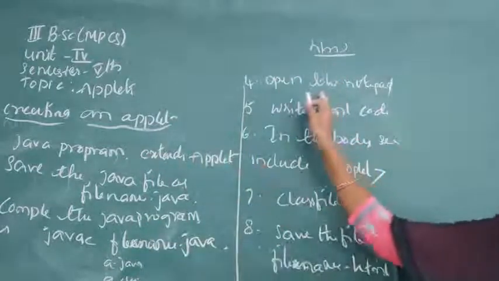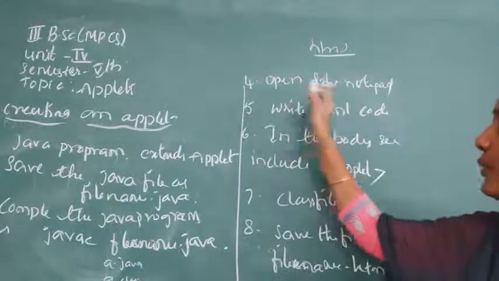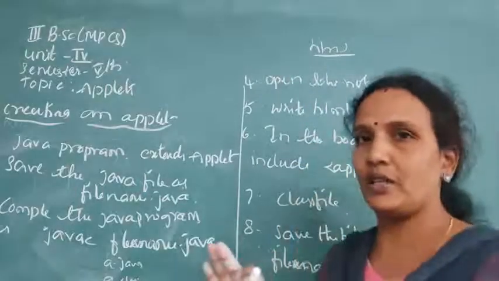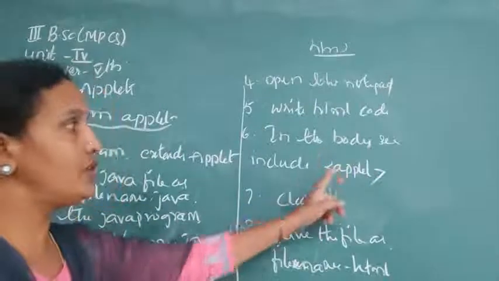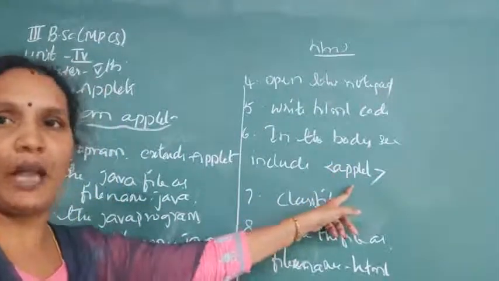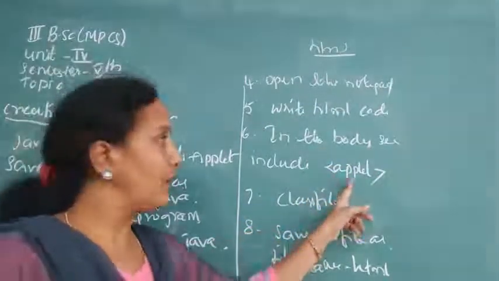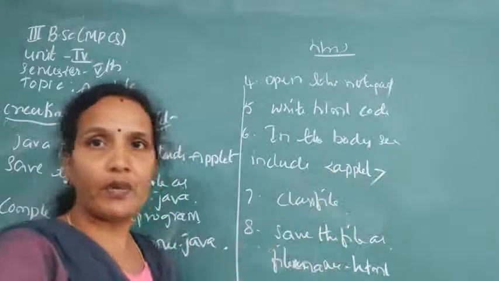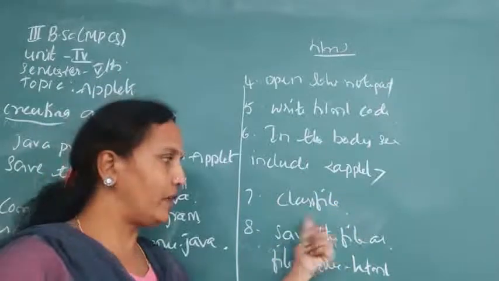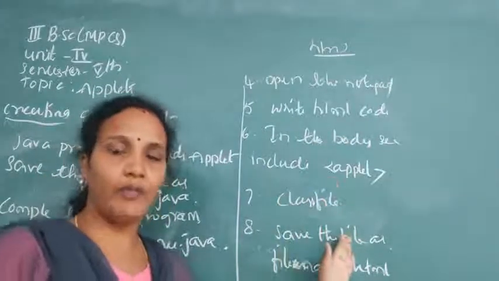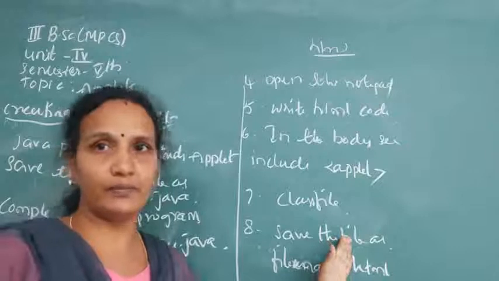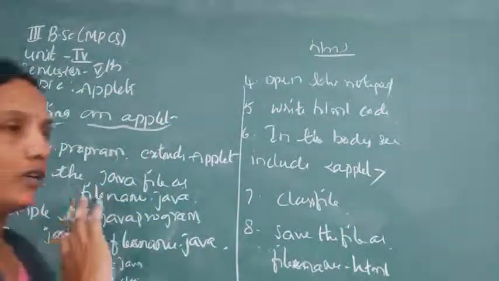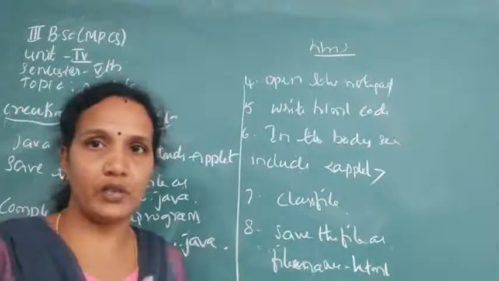Now, come to the notepad. Open the notepad, write the HTML program. Inside the HTML program, in the body section, you add the applet program. Applet code you add, applet tag. Inside the applet tag only, we add the Java file. After adding that, you close the file. Save the file, and you save this file as .html. Till here, only the creation of the applet and HTML file is over.